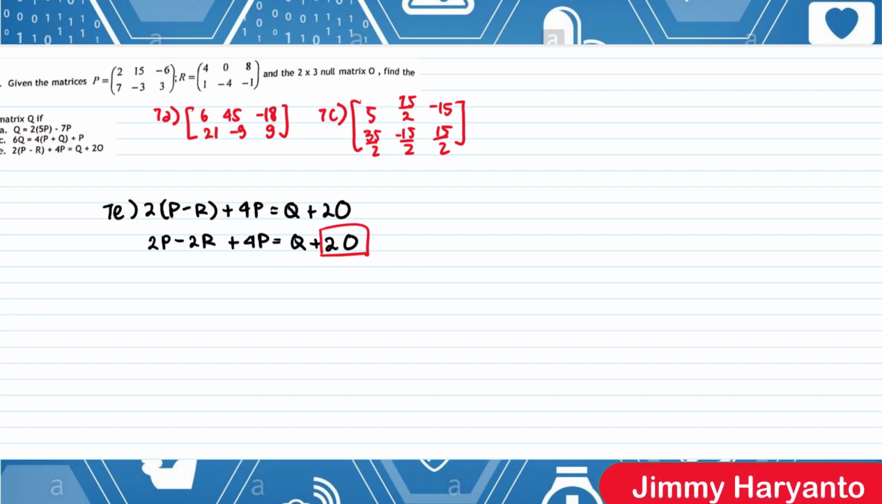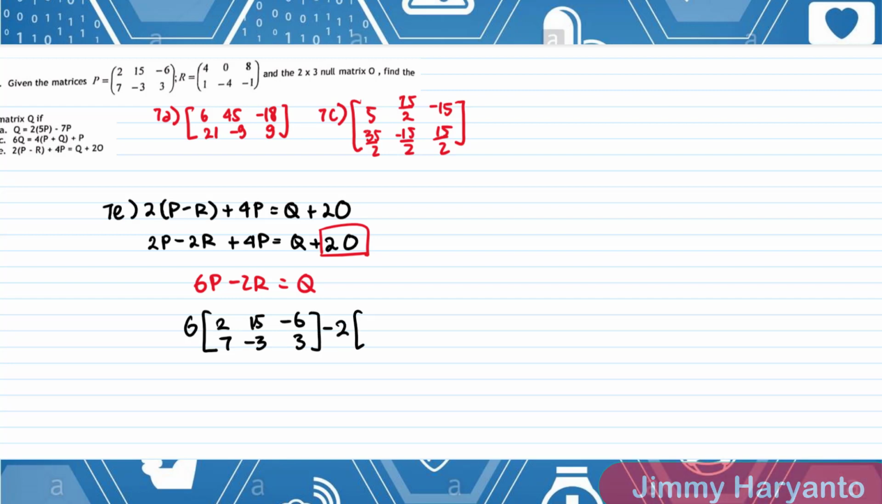After that, we can simplify the left one. It will be 6p minus 2r equals q plus 0. Let's say it's 0, so the right side will be only q. After that, 6 times p. P is 2, 15, negative 6, 7, negative 3, and 3. Minus 2 times r. R is 4, 0, 8, and then 1, negative 4, minus 1.